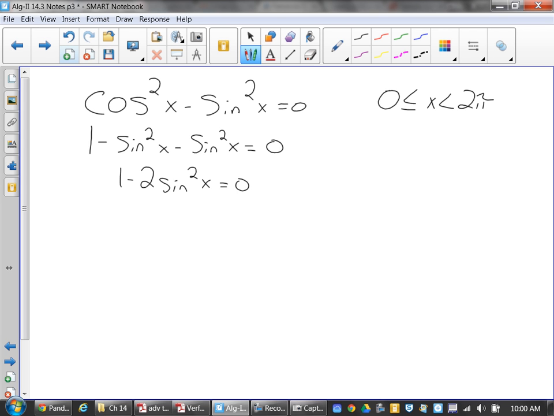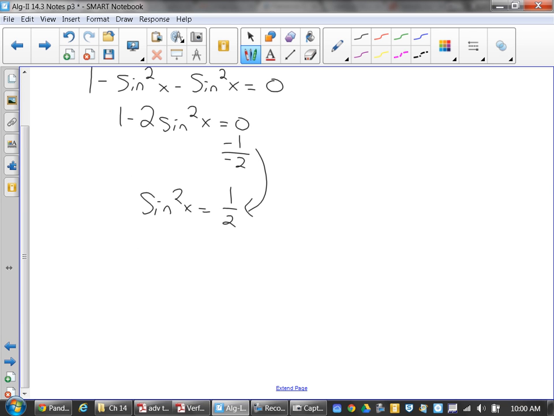In this case, is everybody okay with the idea that if I subtract 1 and divide by -2, I get sine squared x is 1/2? Careful. I subtract the 1, and then I divide by the -2, where I get the positive. Now, take your square root. So the sine value of x is plus or minus 1 over root 2. Is it okay that I don't rationalize? Yeah.